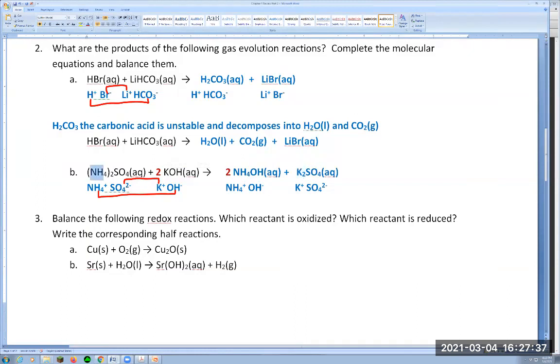Let's make sure: 2 ammonium on the left, 2 ammonium on the right. 1 sulfate, 1 sulfate, 2 potassium on the right, 2 potassium on the left, and then 2 hydroxide on the left, 2 hydroxide on the right. So this is balanced.